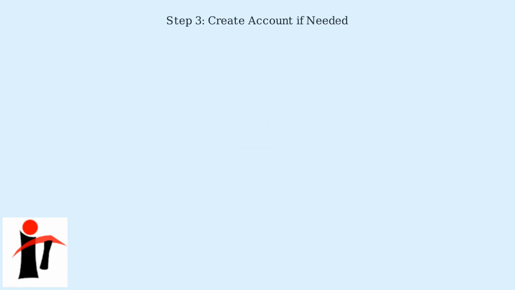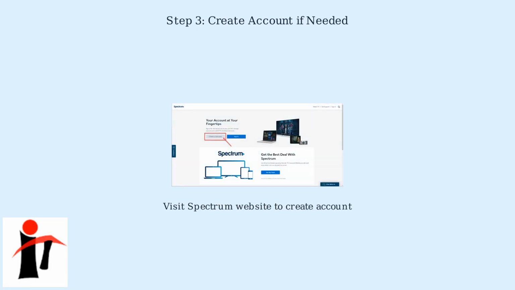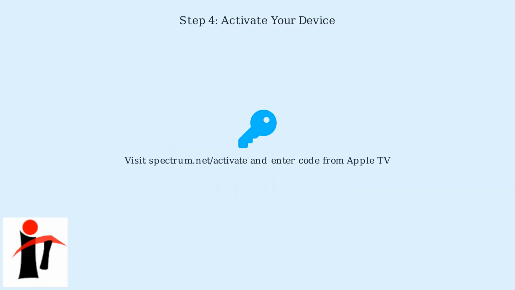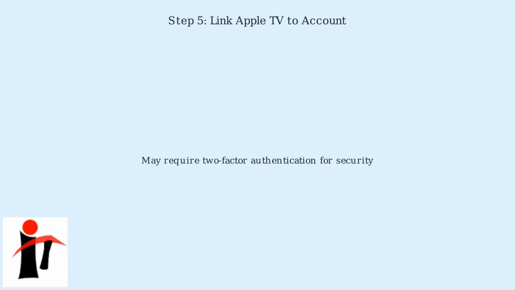If you don't have an account, create one through the Spectrum website. After signing in, activate your device by visiting spectrum.net/activate on a computer or mobile device and entering the code displayed on your Apple TV. Finally, link your Apple TV to your Spectrum account, which might require two-factor authentication for added security.